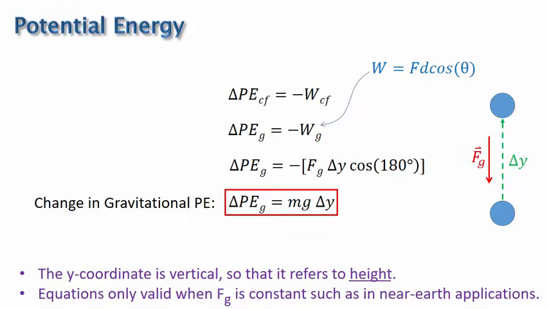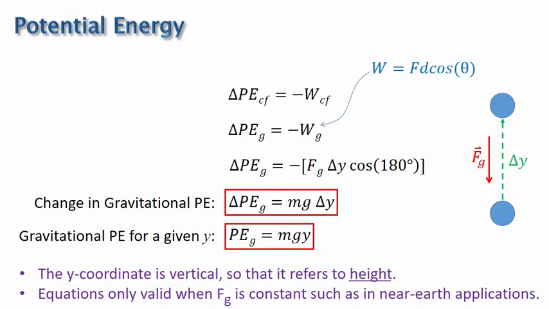And then expanding on the derivation, we can also recognize that mathematically the deltas can be dropped, so we can also get an equation for the gravitational potential energy for a given value of y, or in other words, for a given height. So that's the end of the derivation, and it brings us to the end of the video on potential energy. In the next module, we'll learn to apply the conservation of energy to various situations that involve changes in gravitational potential energy.